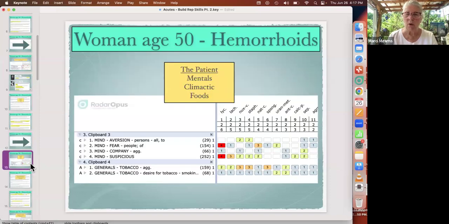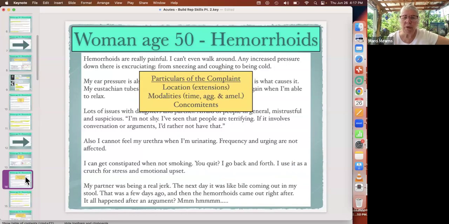Okay, those are what I'm calling the mentals, the climatic, which we don't have any. She doesn't talk at all in this instance about being affected by cold weather, warm weather, or otherwise. And again, we use the tobacco as a mock food desire and aversion, if you will. Okay. Let's go to now, according to Dr. Tyler, the particulars of the complaint. So we have the location and any extensions. We have the modalities and of course, any concomitants.